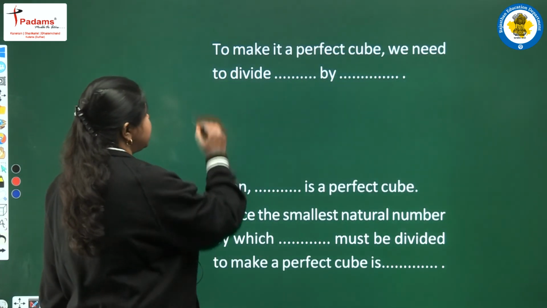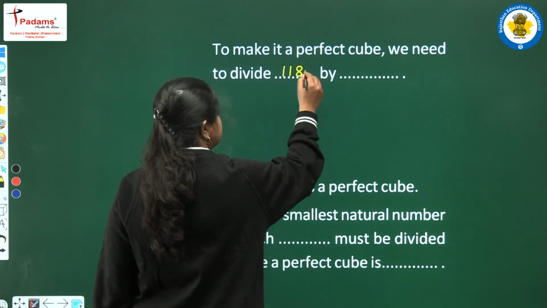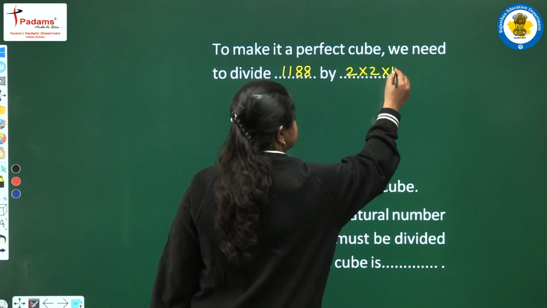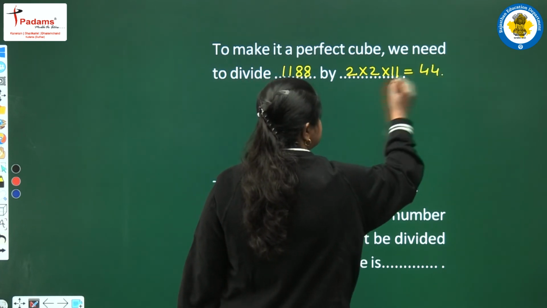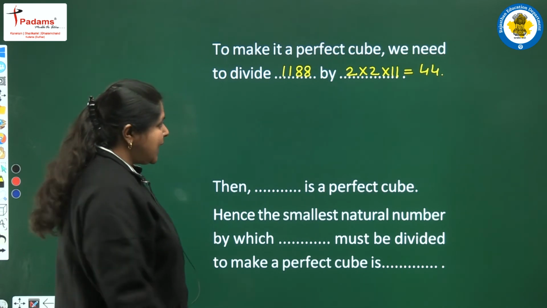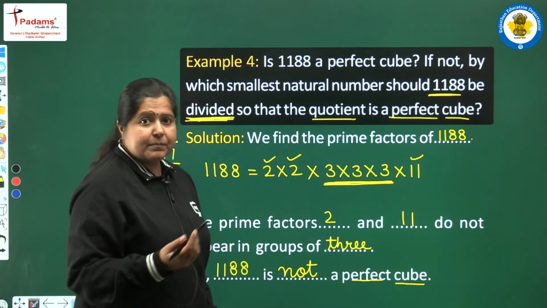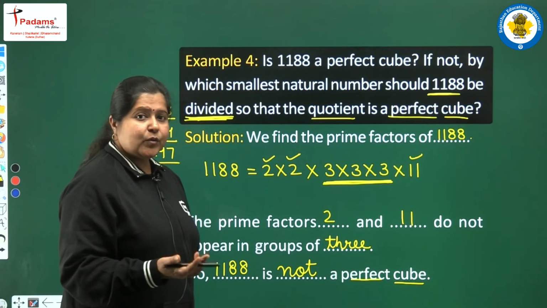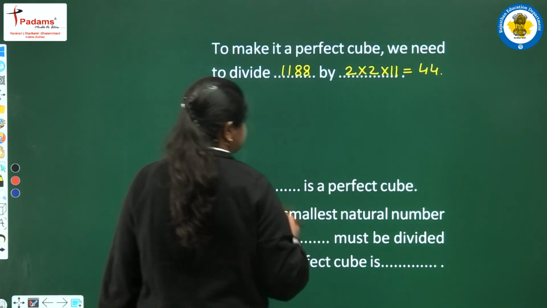Let us write it. To make it a perfect cube, we need to divide 1188 by 2 into 2 into 11, and this is equal to 44. 2 2s are 4, 4 into 11 is 44. समझ में आए आप? यहाँ पर देखिए ये दोनों ही नंबर्स एक्स्ट्रा हैं और ये भी एक्स्ट्रा है, क्योंकि ये ट्रिपलेट फॉर्म में नहीं है, तो हम इन्हीं को तो रिमूव करना चाहते हैं, और डिवीजन से ये तीनों नंबर्स इजीली रिमूव हो जाएंगे. तो हम डिवाइड करने वाले हैं 44 से.